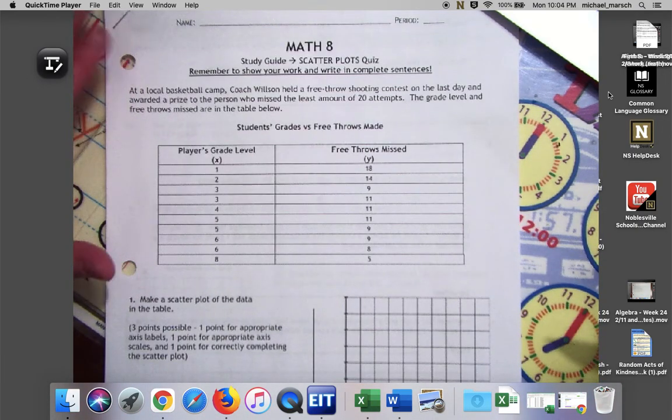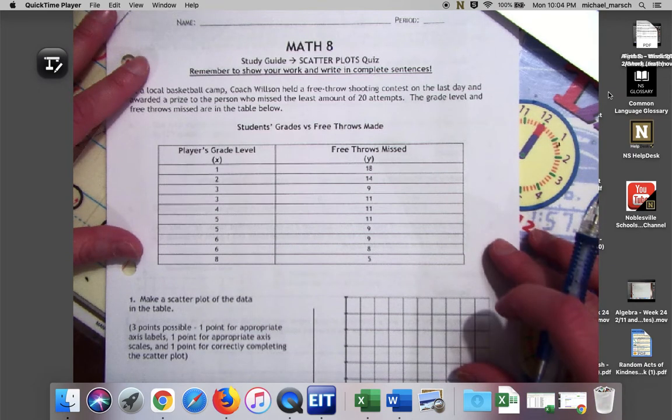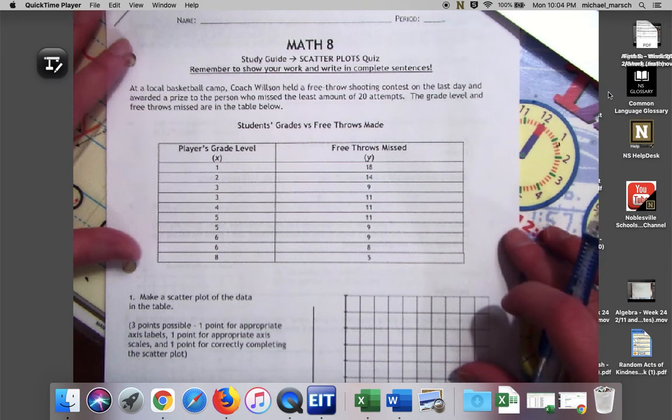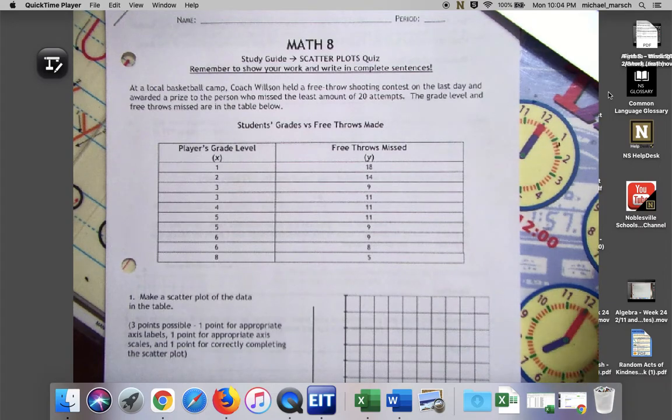I'm going to jump right into this study guide, and hopefully this won't take you super long. I mean, you should have it done, so you're just checking your work, right?